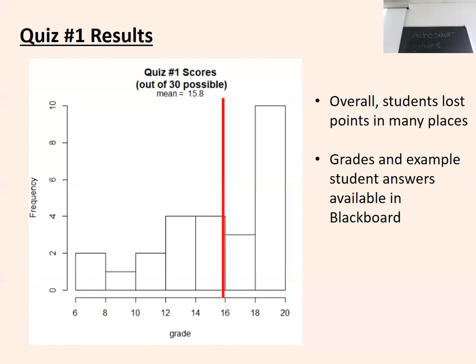I want to present this information because I think it helps you identify how you're doing in the class. Because if your grade is down here, then you might think about how you approach this quiz, how you prepared for it, and try to get yourself up here.